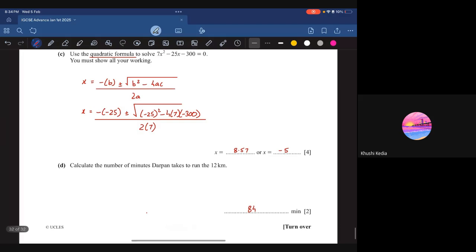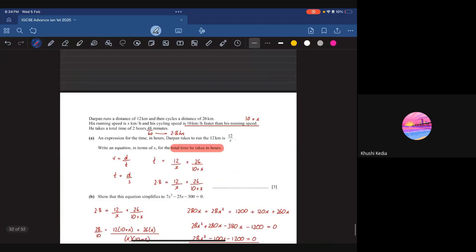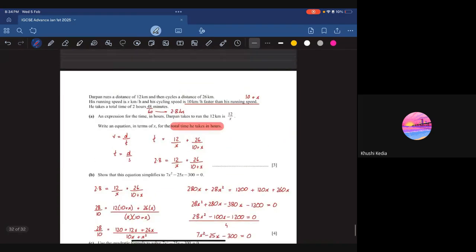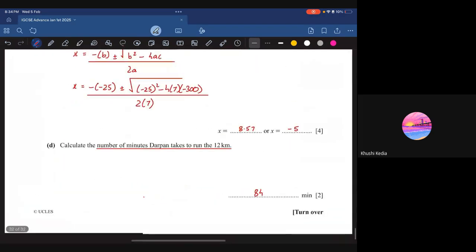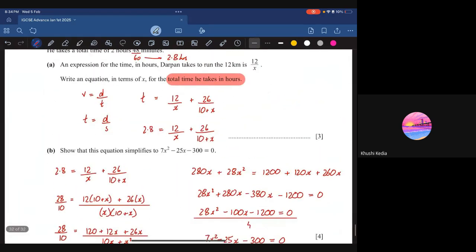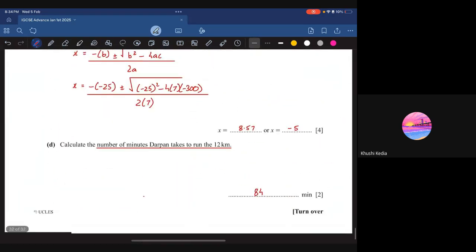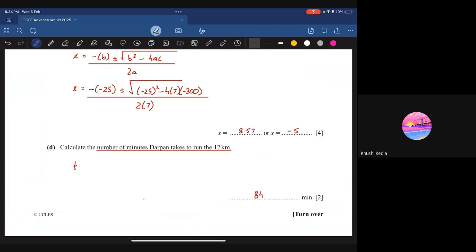So calculate the number of minutes that one takes to run the 12 kilometers. First of all, how many minutes does that one take to run the 12 kilometers? 12 over x, right? So time is equal to 12 over x, if I'm not wrong. And x has two values, 8.57 and -5.